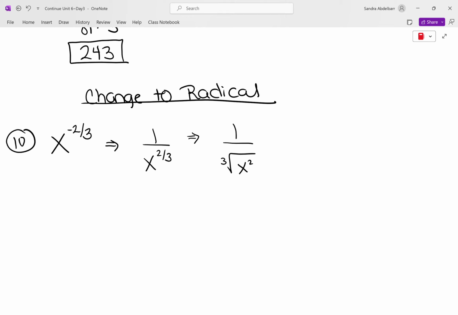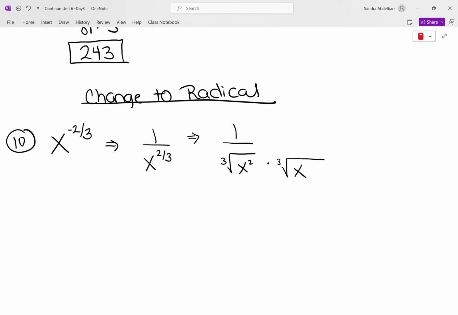Well, isn't this the same as 1 over the cube root of x squared? Can I leave it like this? No. What do I have to multiply to get the radical to cancel? Kai? Oh, my bad. I wrote the equation down wrong. Cube root of x squared. Cube root of x. You got it.